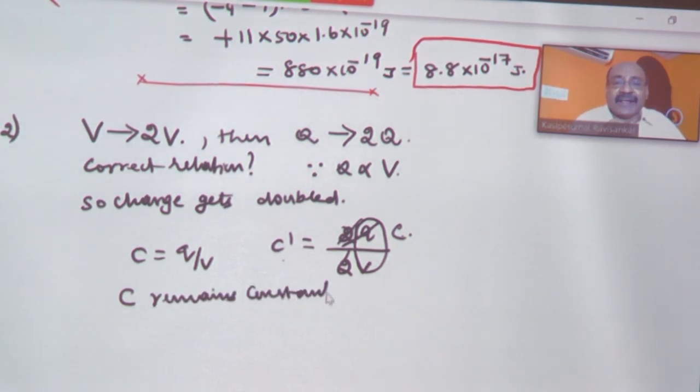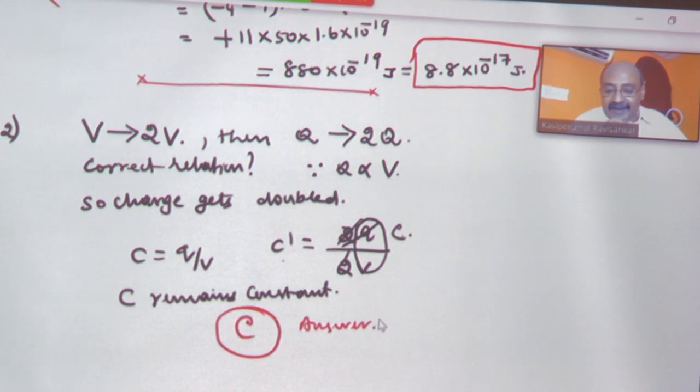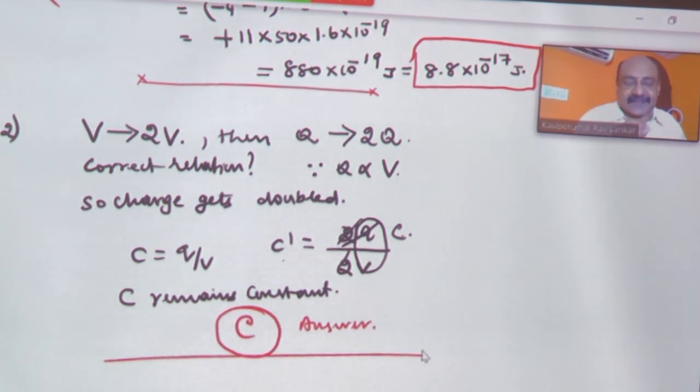But the charge gets doubled. So option C is the answer, where it was given that the charge Q is doubled and the capacitance remains constant or the same. Similarly, let us move on to the next question.